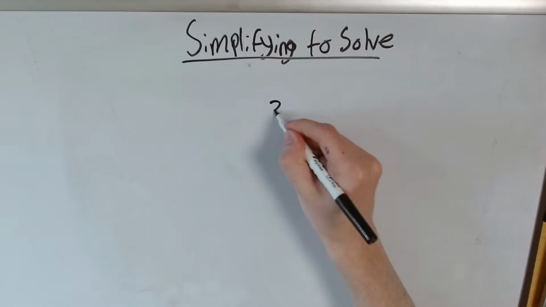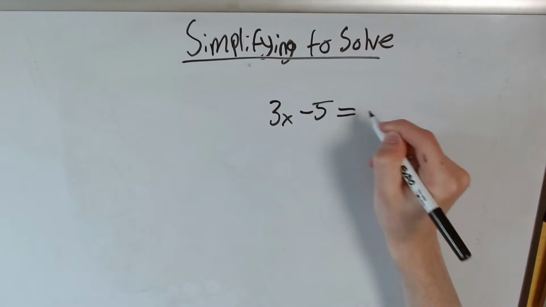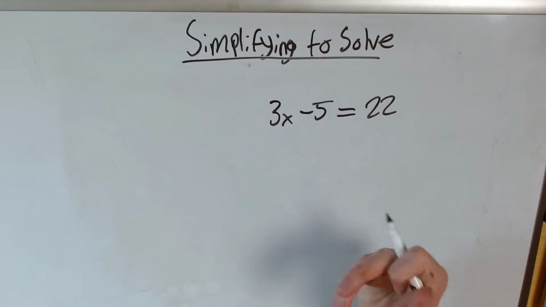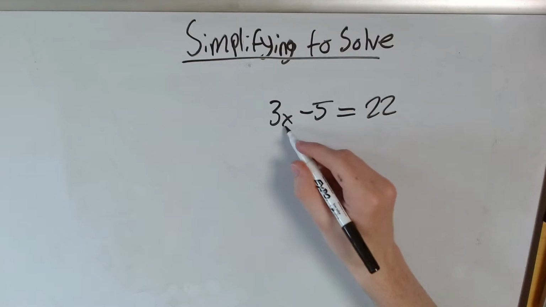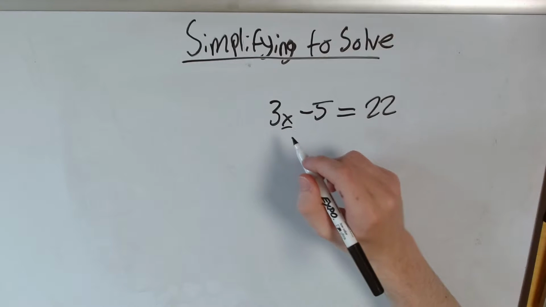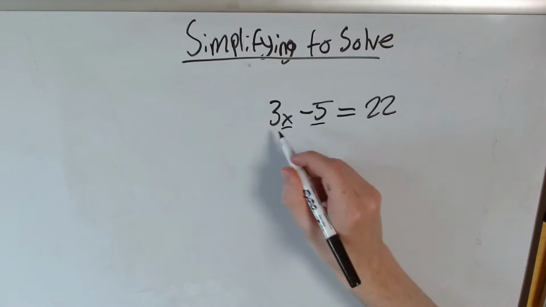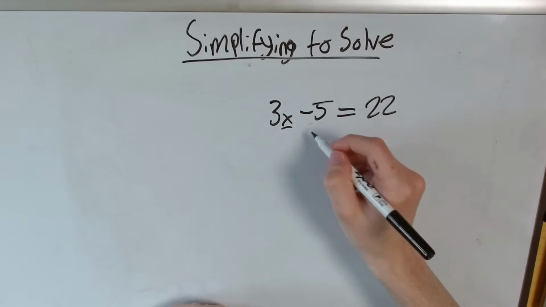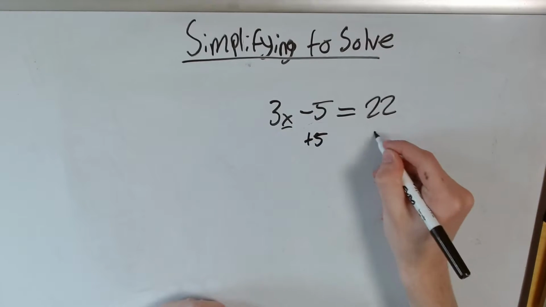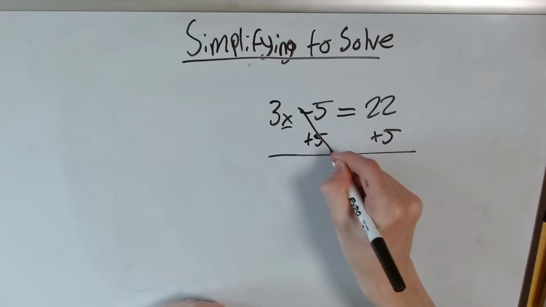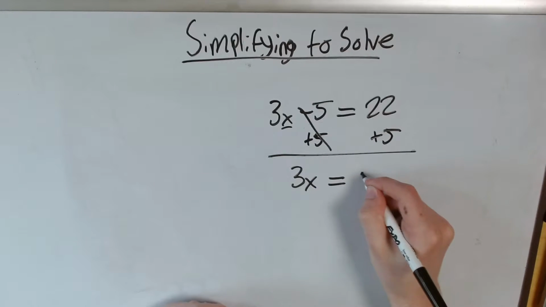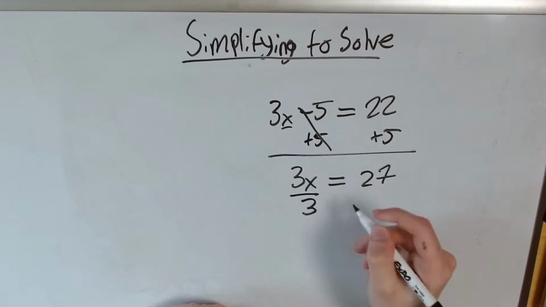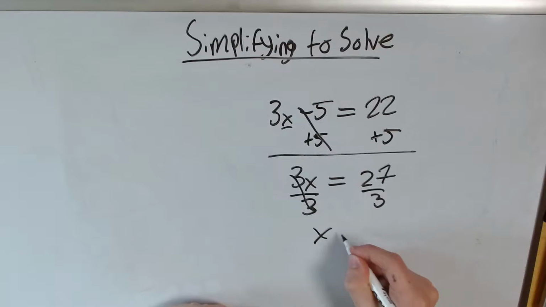Say we have something like 3x minus 5 equals 22. We can't solve that instantly. We'll need to use multiple steps. So, to get this x by itself, we'll need to get rid of both the 5 and the 3. So how do we do that? We get rid of addition and subtraction first. In this case, I'm going to add 5 to both sides. This cancels out. I have 3x equals 27. And then we get rid of multiplication and division. So I divide by 3 on both sides. I get x equals 9.